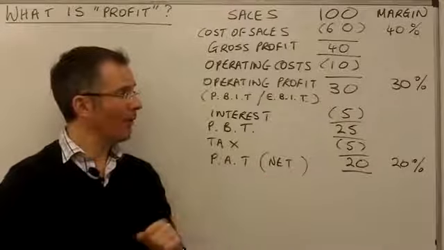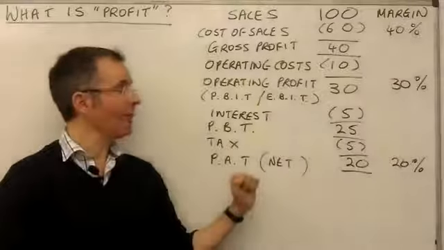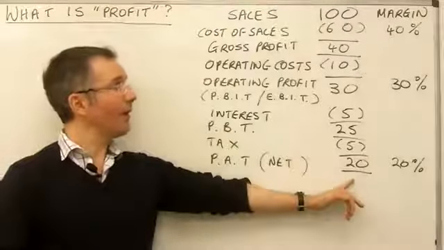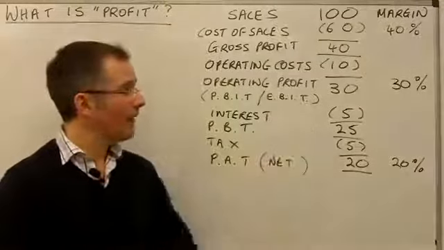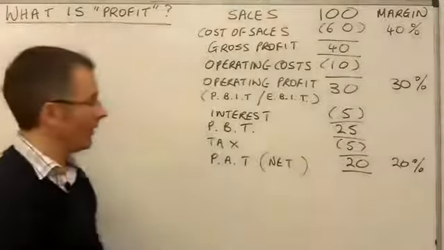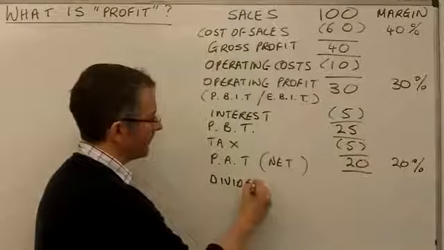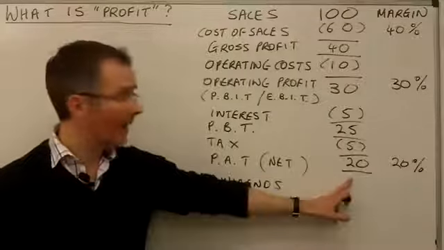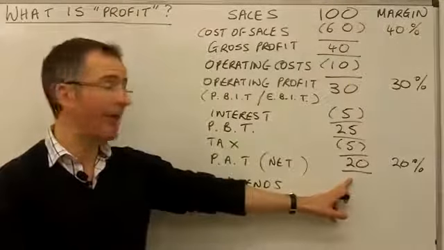Now there's one more line to go: dividends. So the directors know that for the last 12 months they've made a profit of 20 after direct, indirect costs, interest and tax. They might decide to share that out with external shareholders. So there will be a line somewhere near the bottom for dividends. Now, how much of this 20 they pay out and how much they keep back and retain in the business for investment is up to the directors.